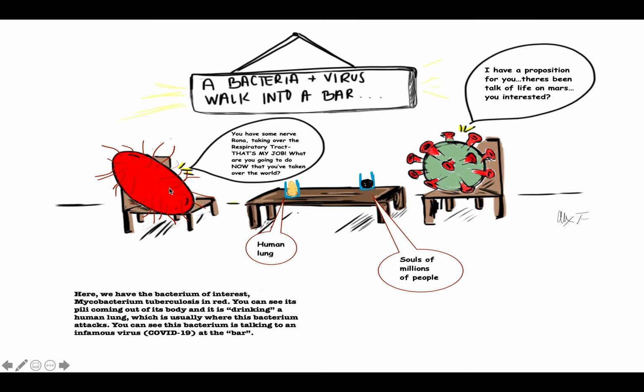You can see that there's a cup on the table he's drinking from. In the cup is a human lung, which is because that's where like TB attacks. Going to the COVID-19 virus, you can see I drew a cup with the souls of millions of people affected in the world. A little dramatic, but you get the picture.